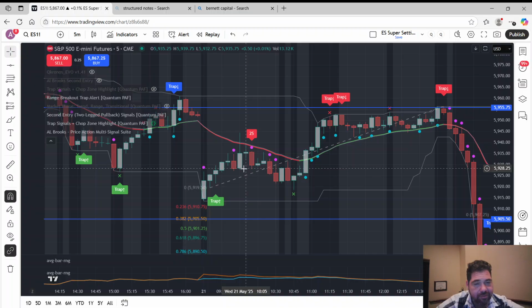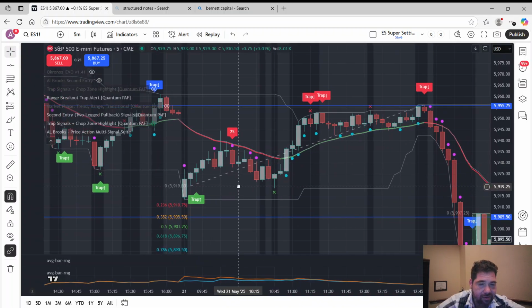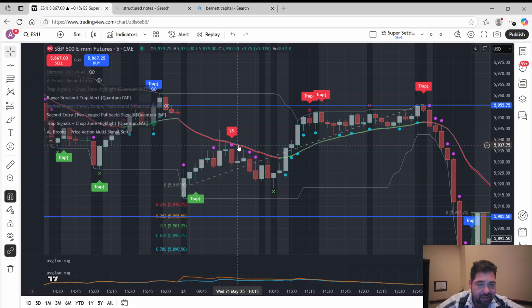So one of the first things we see, and I see this as a second entry short, but I'm not taking second entry shorts because this is a trading range environment. I don't see that as a quality trade to take. We do have a trap over here, a little bit early in the day for me.